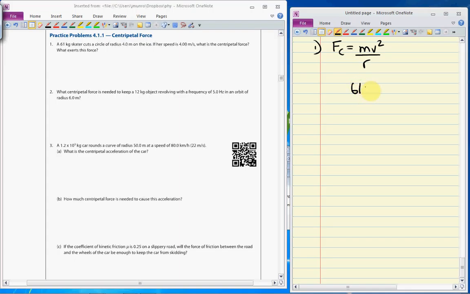61, the mass, 4, the velocity, 4, the radius, gives you 244 newtons overall.